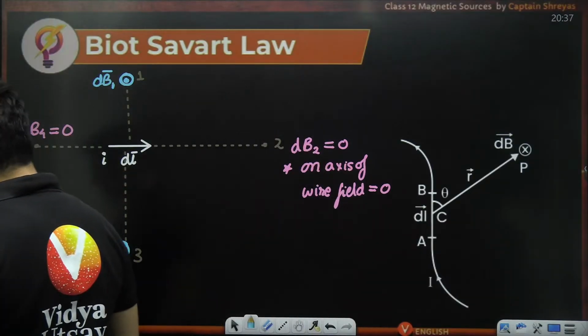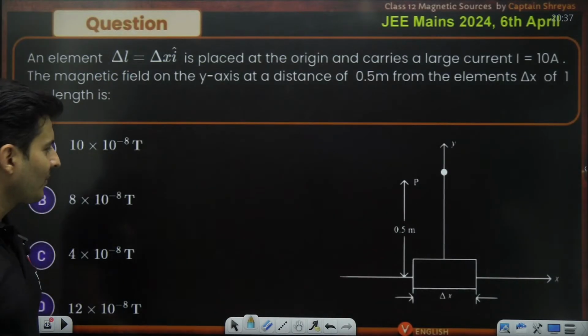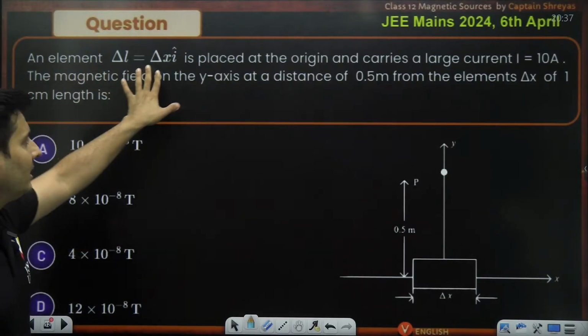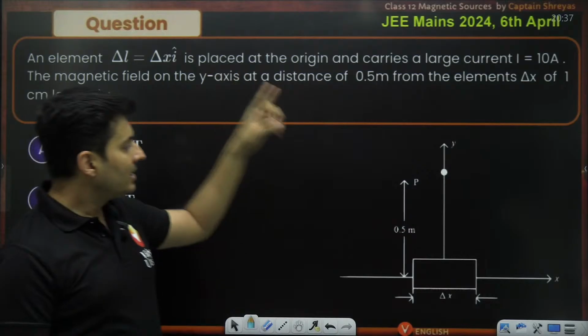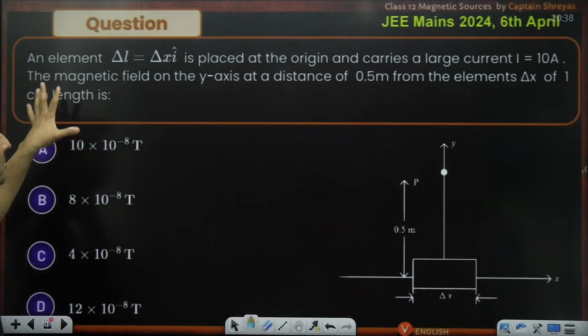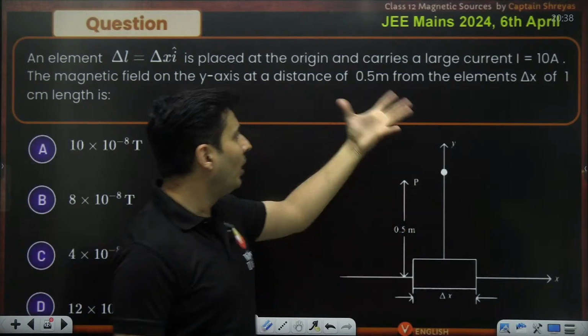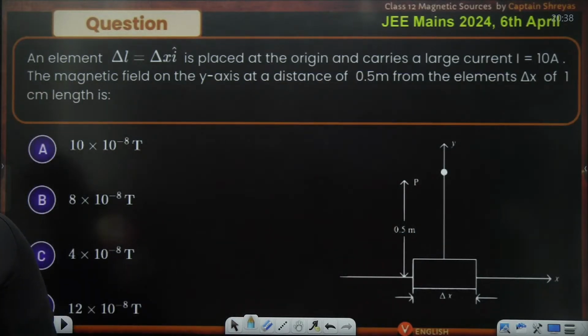Okay, cool. Right. So let's solve a question which came here. An element delta x is the length, i cap means the direction, is at the origin. It carries some huge current, 10 amperes. Magnetic field on the y-axis at 0.5 meters is how much? That is the question.